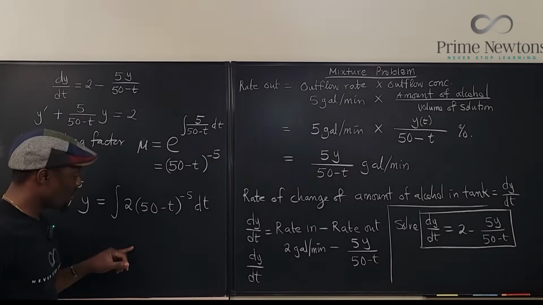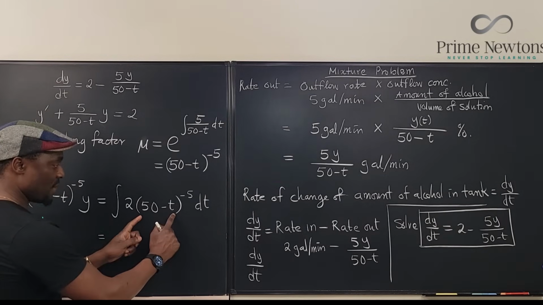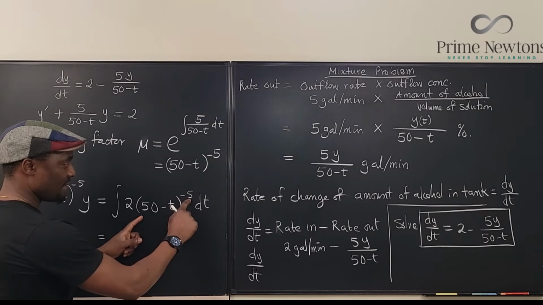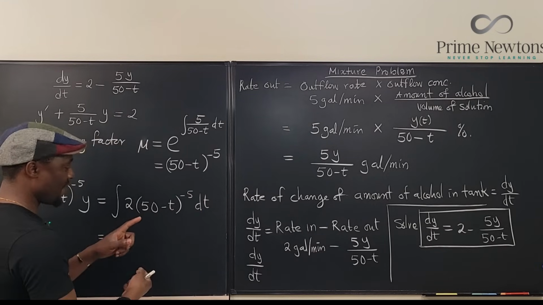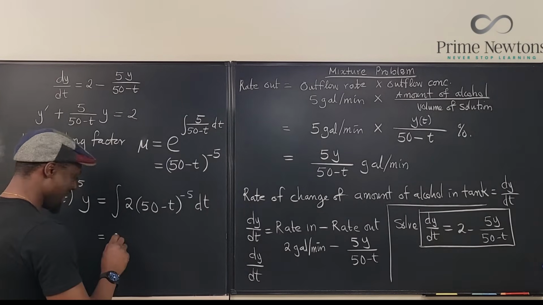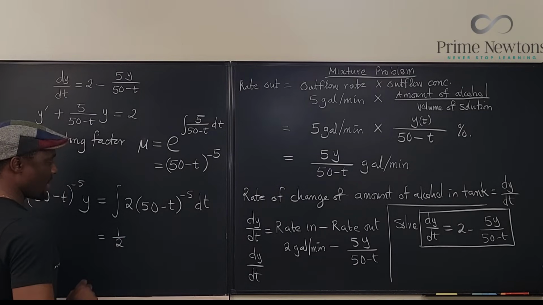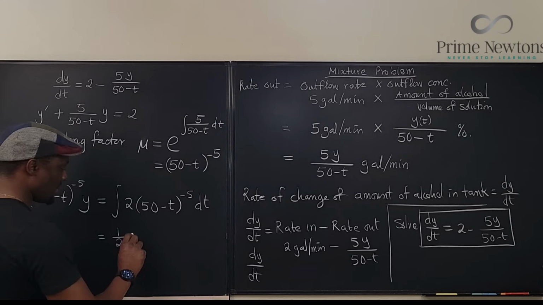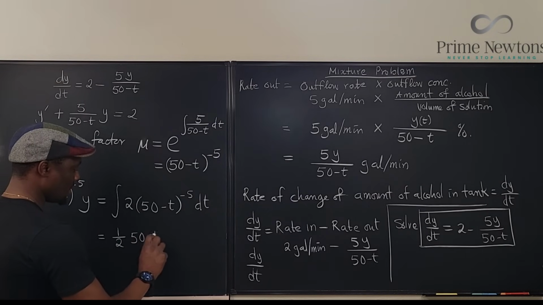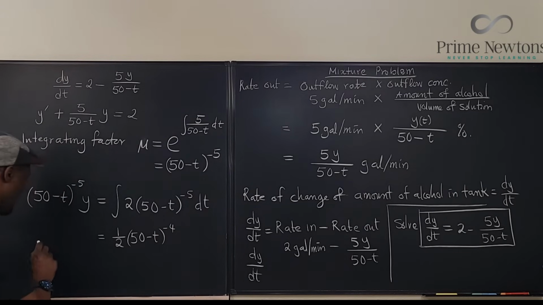If we integrate this using u substitution, there's going to be our u, and this u to the negative 5th will become u to the negative 4th divided by negative 4, and minus this. Do that on your own, okay? You're going to end up with, I think, 1/2 of 50 minus t to the negative 4th. Yes, and so you have 50 minus t to the negative 5 times y.